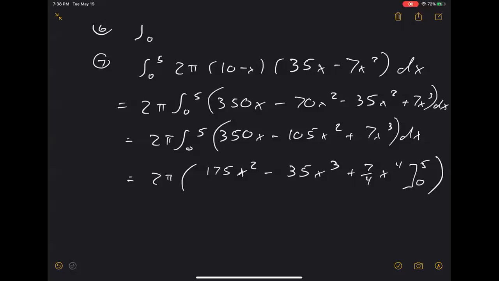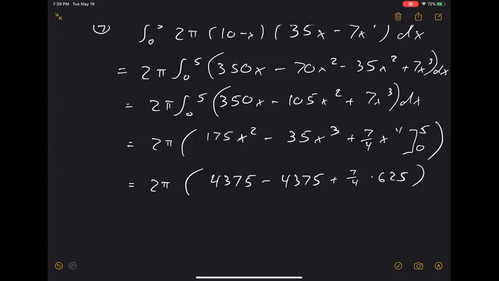So I should have this 2 pi times 175x squared minus 35x cubed plus 7 over 4 x to the 4. And I need to evaluate that antiderivative from 0 to 5. When we plug in our bounds, we should get this. It's nasty. The web assigned homeworks are always kind of gross. So we got 4375 minus 4375, so those should cancel. And then I should have 7/4 times 625.